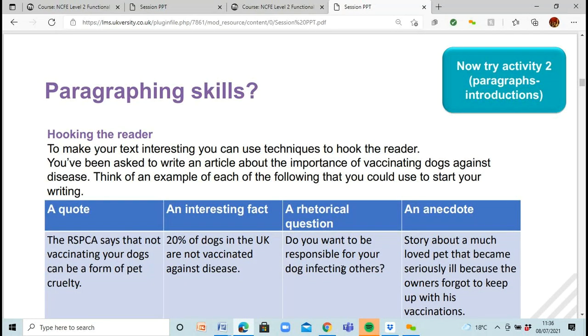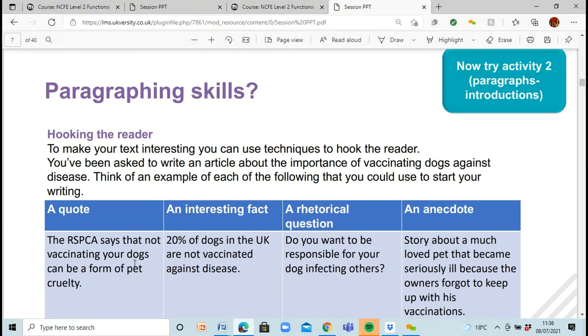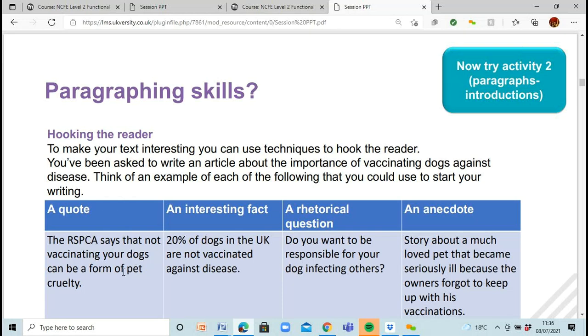So paragraphing skills, again, on here. So how do we hook the reader? So to make our text interesting, we use separate techniques to hook our readers. So we're going to be looking at an article about the importance of vaccinating dogs against disease, and we're going to be starting off. So this is how we would start off with our introductory paragraph.